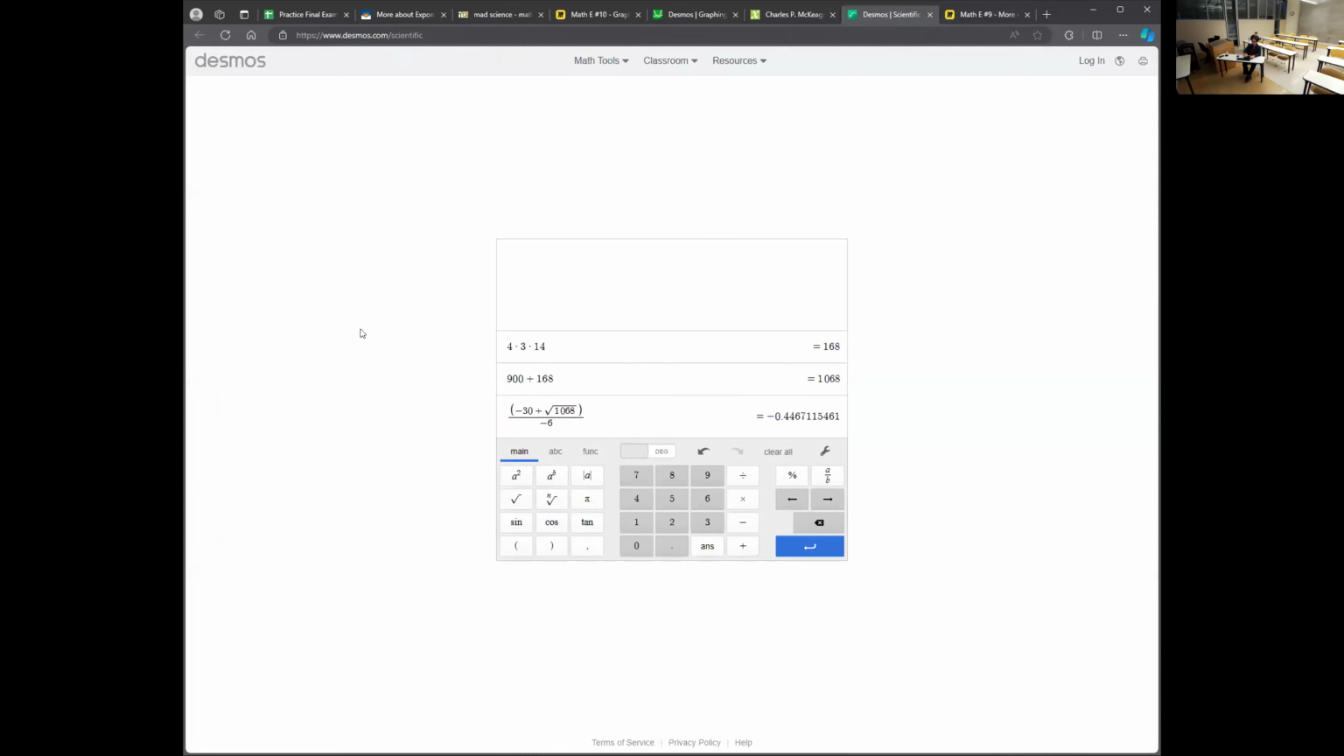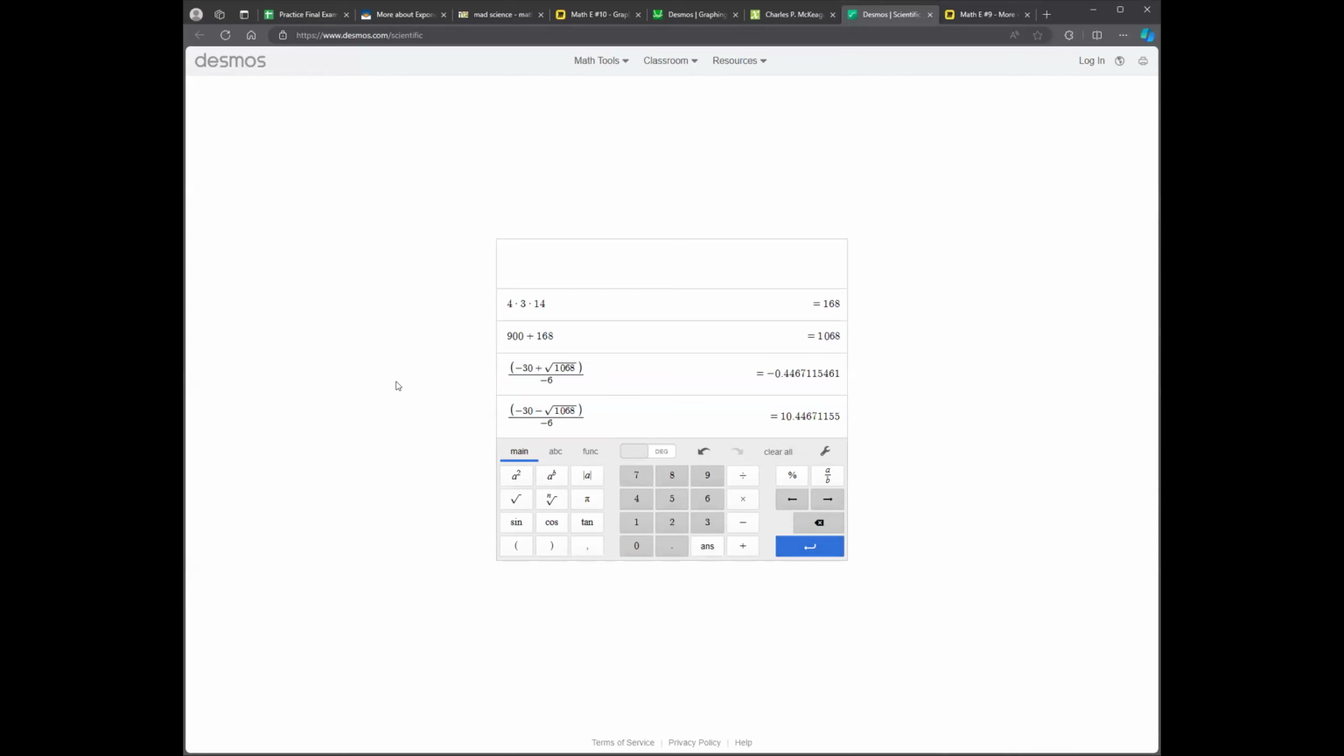So there's one of our answers. Actually, I'll paste them both at the same time. I get a -0.44, and so on. That looks very suspicious. Let's do it again, but where it's plus or minus, now we'll change it to minus. And I get a positive number. So let's paste both of these into the whiteboard and talk about them.